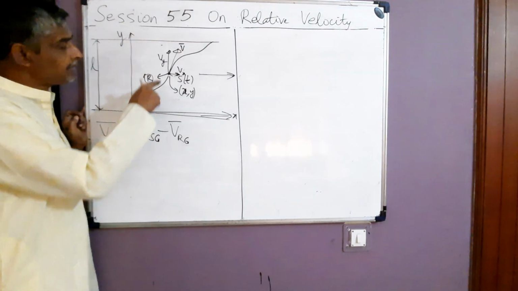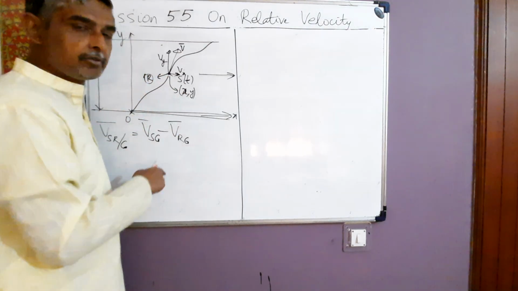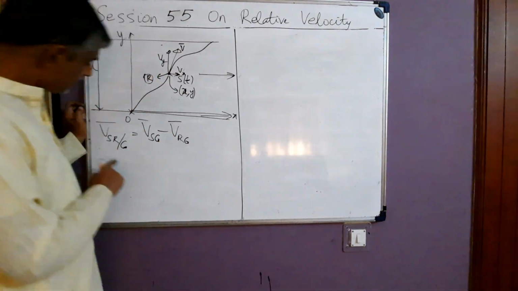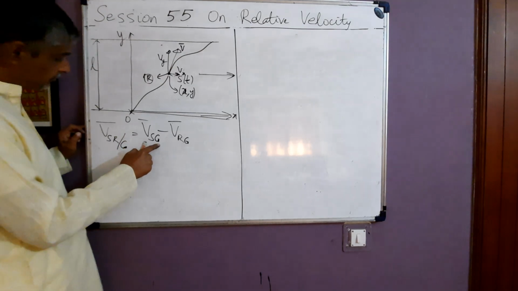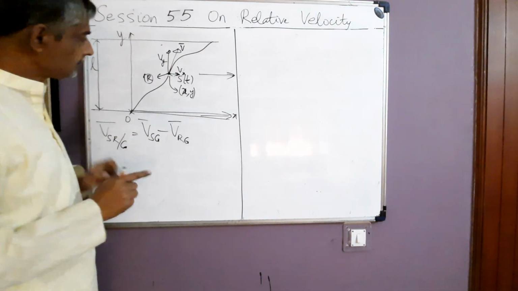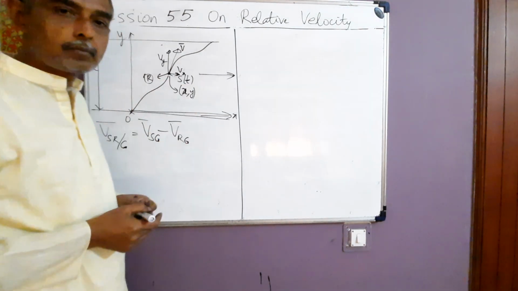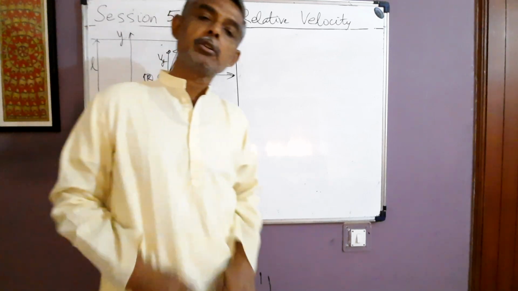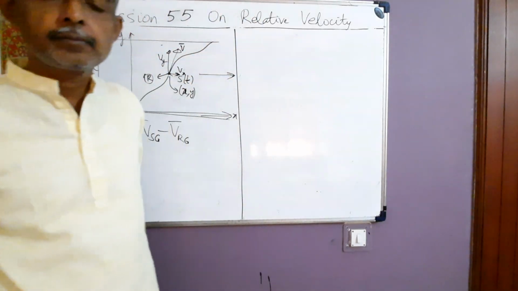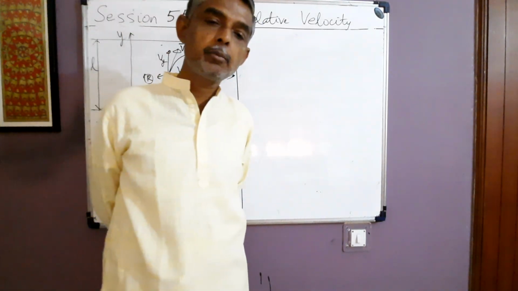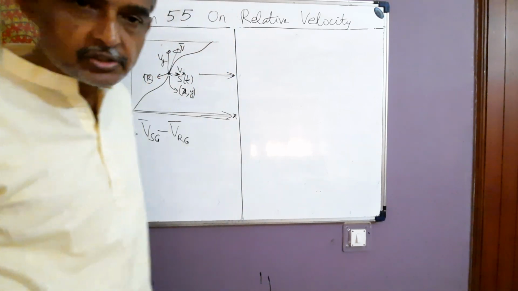Vrg means velocity of river particle in contact with swimmer with respect to ground. And this Vsg is the velocity of swimmer with respect to ground. I'd like to say one thing. Here the river is not a reference frame, because a reference frame is a rigid body of infinite size. What is a rigid body? A rigid body is a body in which the separation between any 2 points is constant.